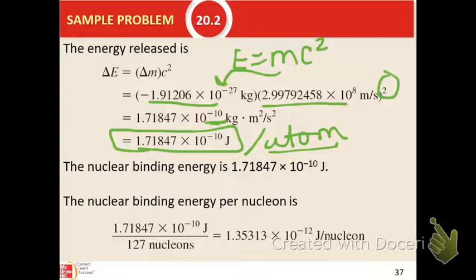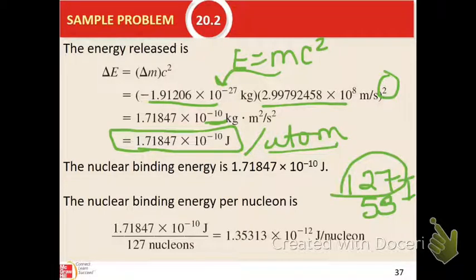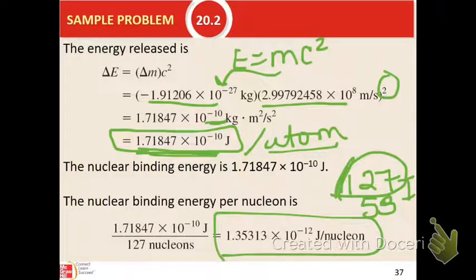But it asked you for the second part to also do it per nucleon. So we'd have to go back to what our mass number is. Well, the element was 127 over 53, I believe it was 53, and so iodine. This asked us per nucleon. Well, a nucleon can be a proton or a neutron. So we're going to take this answer that we got and divide it by 127. So then you get this, joules per nucleon.